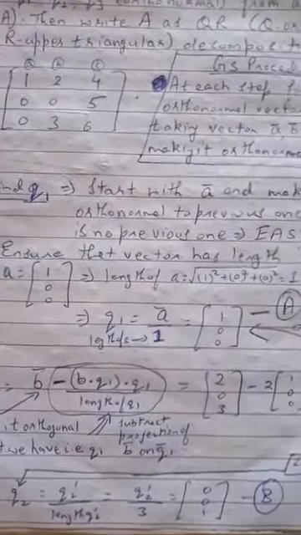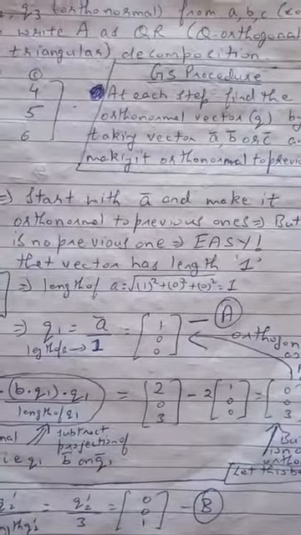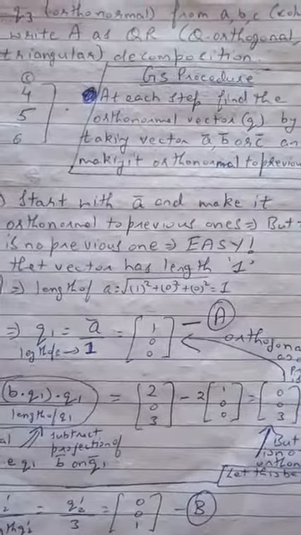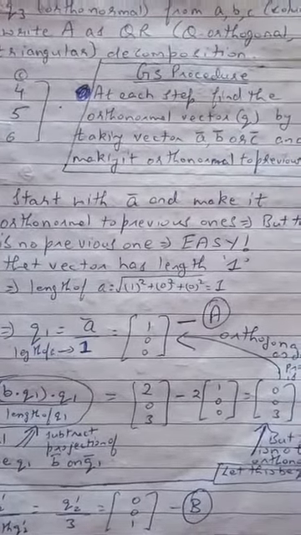So I have written B on the right hand side, which is 2, 0, 3, minus, you find the dot product of B with Q1, and that turns out to be a value.